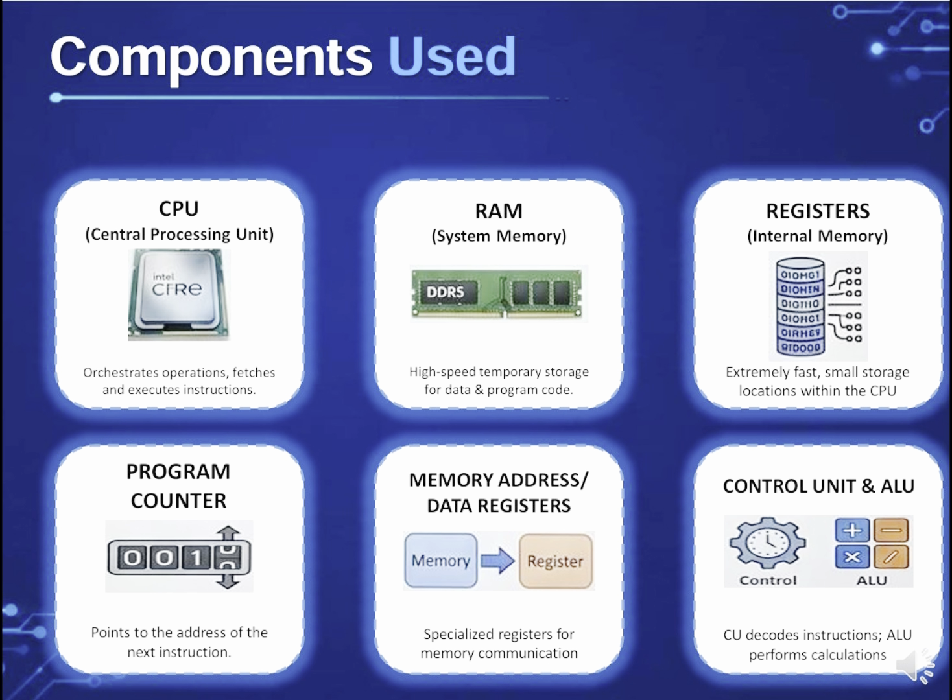The memory address register and memory data register are used to communicate with memory. And then finally, the control unit decodes instructions, while the ALU performs calculations and logical operations. All of these components work together to ensure that instructions are processed correctly.